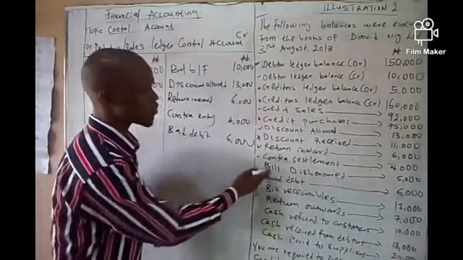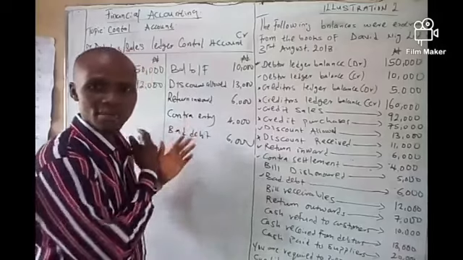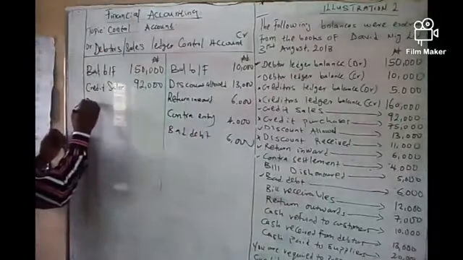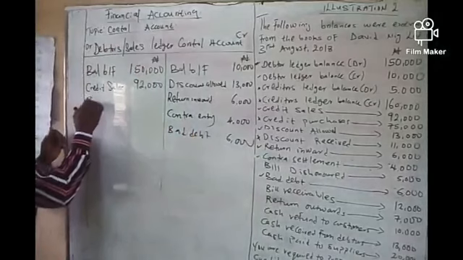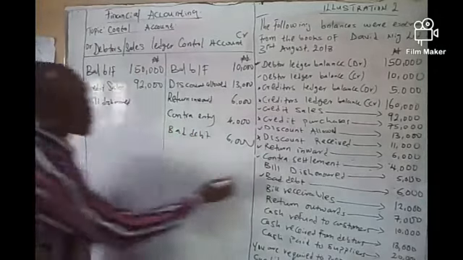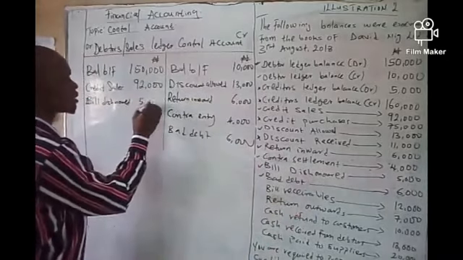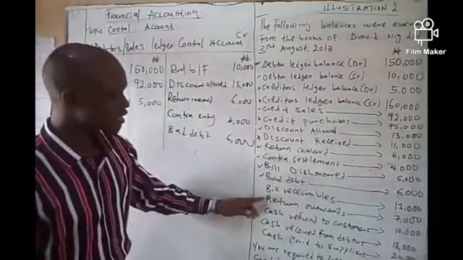Mark this one. We have bill dishonor. Bill dishonor is debited to debtors ledger control account. How much is the bill dishonor? 5,000 naira. You can mark it 5,000 naira. Now you move to the next one.